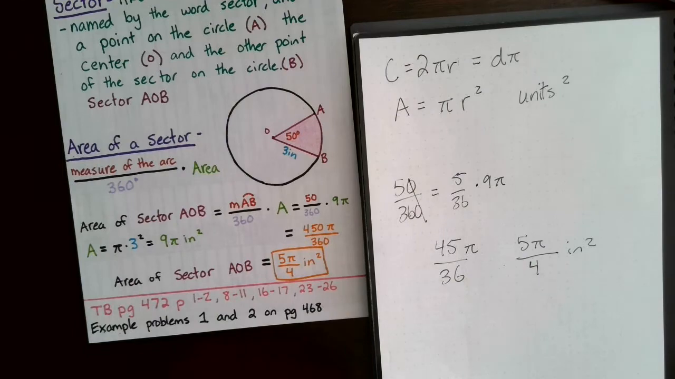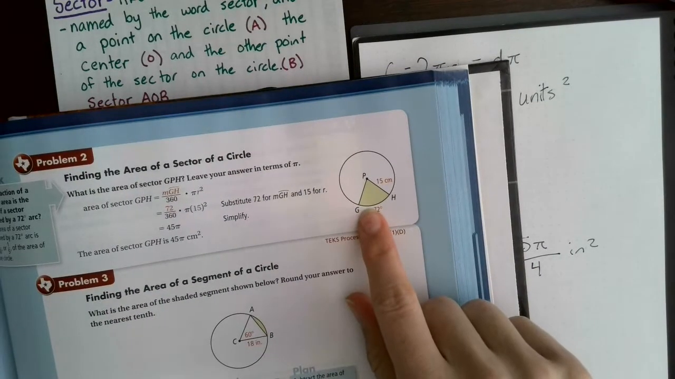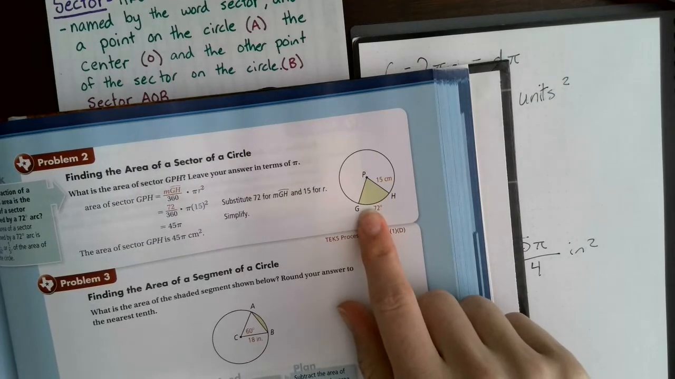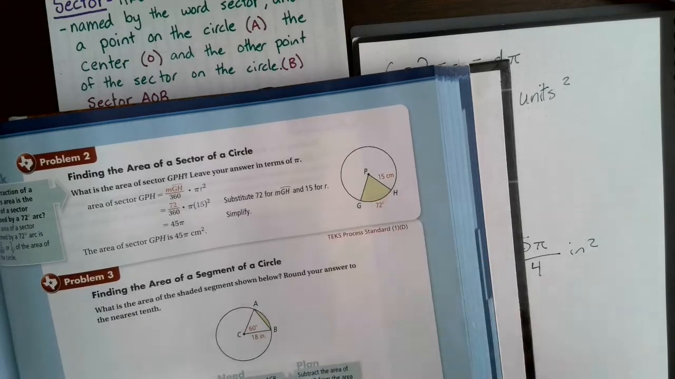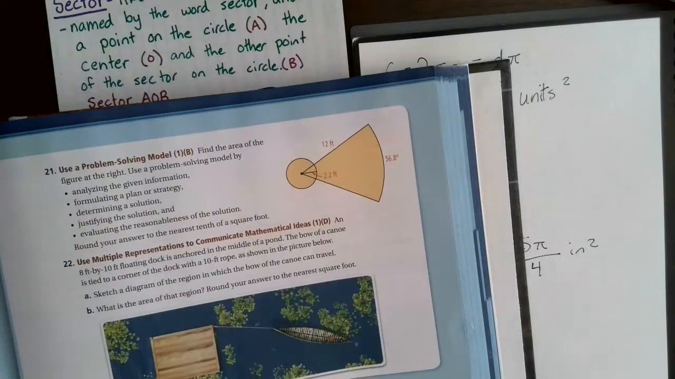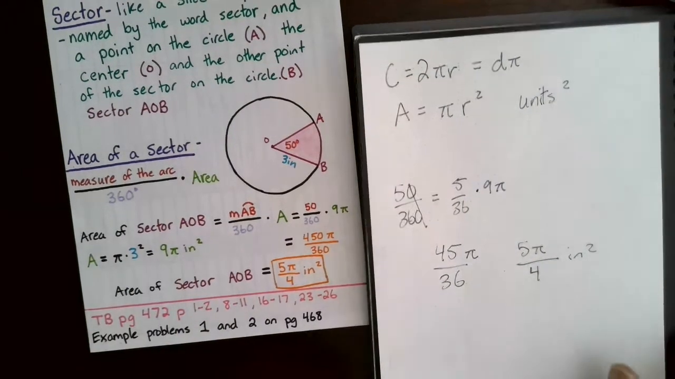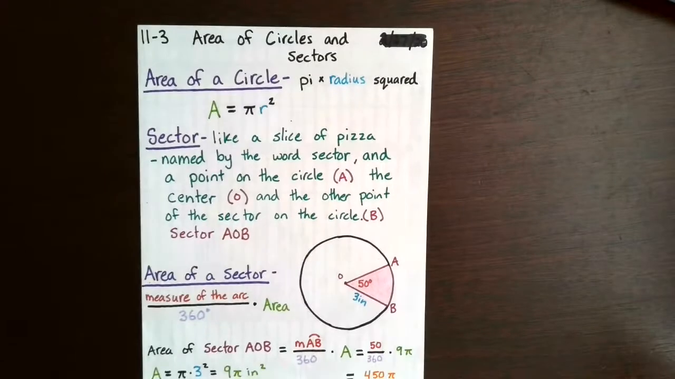So there's not much more to it other than just make sure you use the shaded region, measure of arc over 360 times the area, okay? And use the radius to find the area. I believe that's only example problems. So the problems aren't that hard, but that is what 11-3 area of circles and sectors is all about.